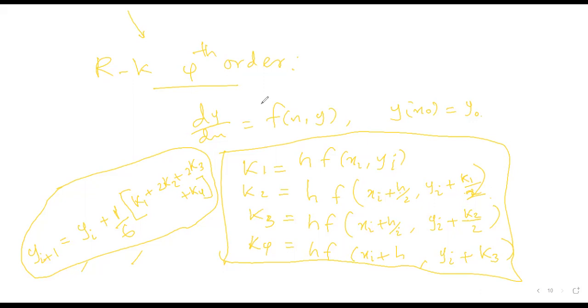There are 4 questions under the Runge-Kutta method, a mix and match: 2 of order 2 and 2 of order 4. It takes so much time, but anyhow, you have to learn it. So let's do one of the questions.